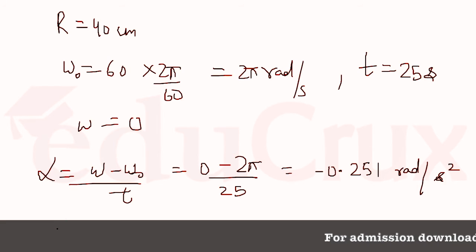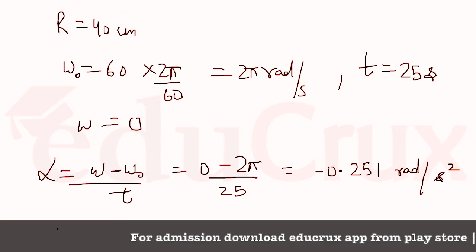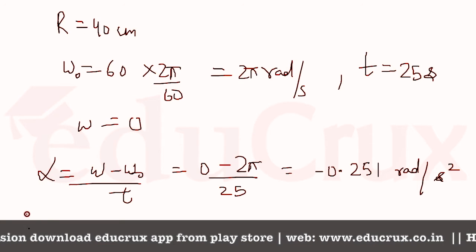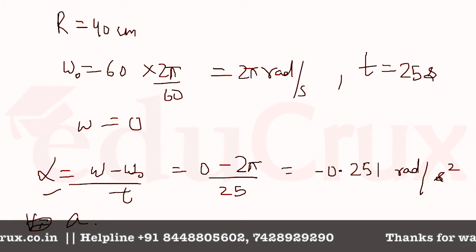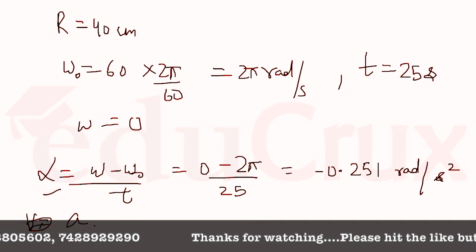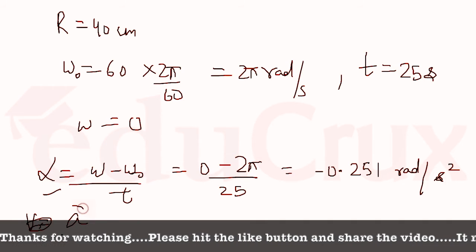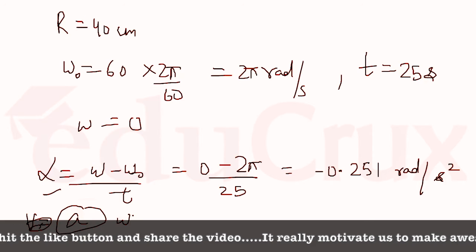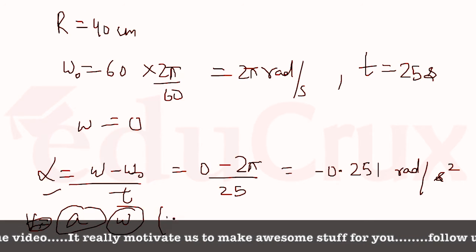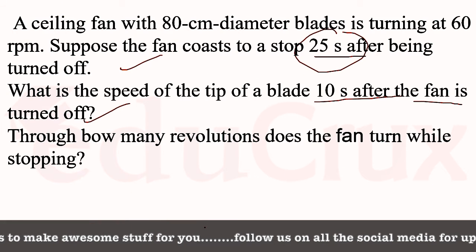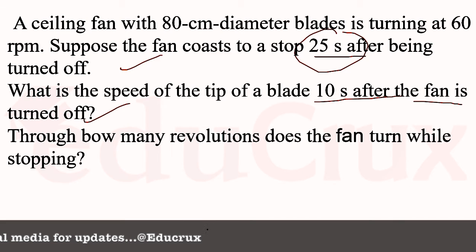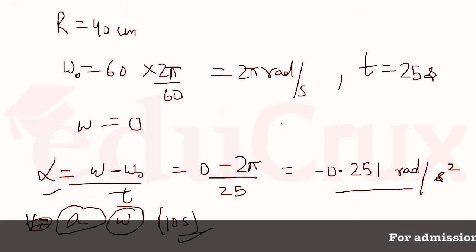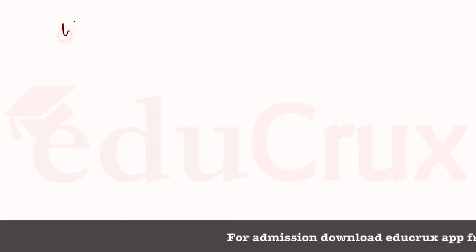Now we need to find the speed of the tip. First of all, let's calculate the angular velocity after 10 seconds. We know that this is the deceleration. If we calculate the angular velocity after 10 seconds, then we apply v is equal to omega into r, and we can simply find the speed of the tip. So let's calculate our angular velocity in 10 seconds.